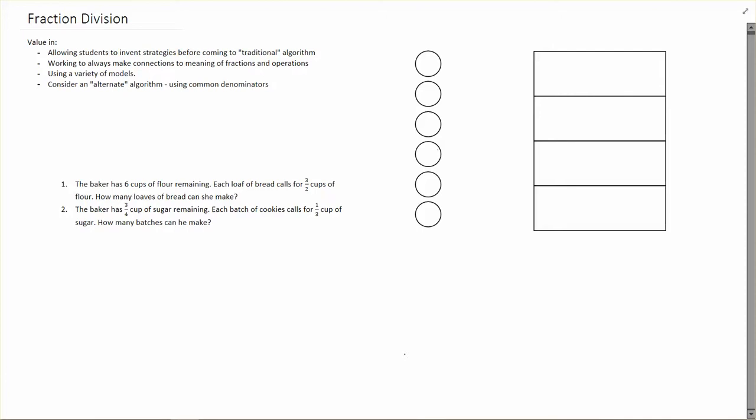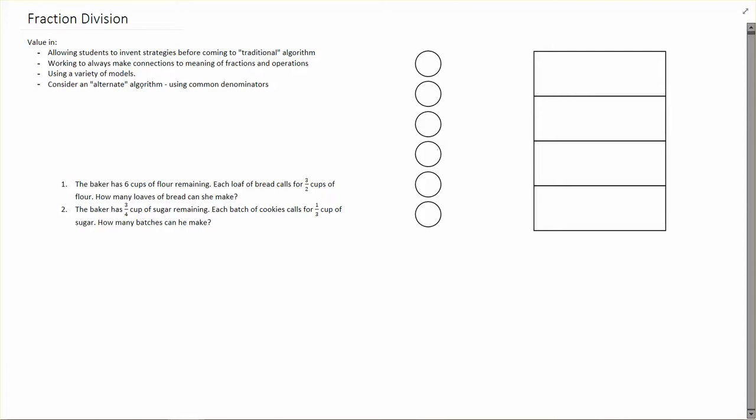So we want to talk a little bit about trying to build on understanding of what the fractions mean, and also the understanding of what the operation division means. We also want to use a variety of models with students so they can build deep understanding. And I want to encourage you to consider teaching students an alternate algorithm that uses common denominators, that is a lot closer connected to meaning.